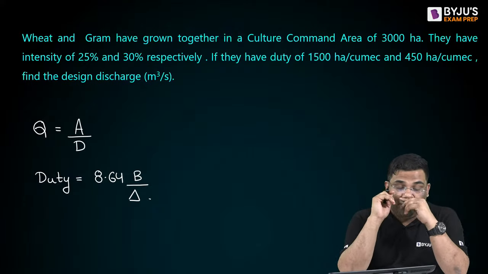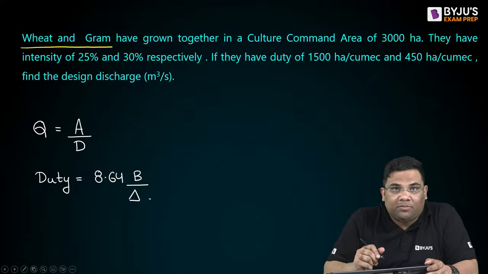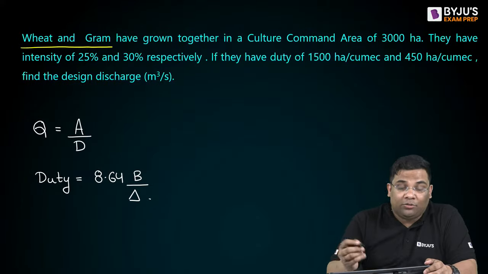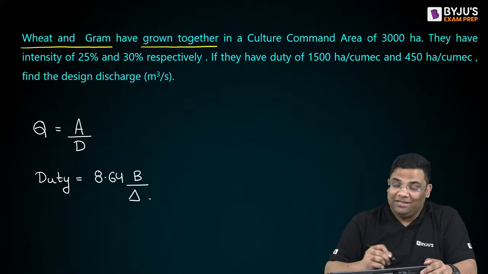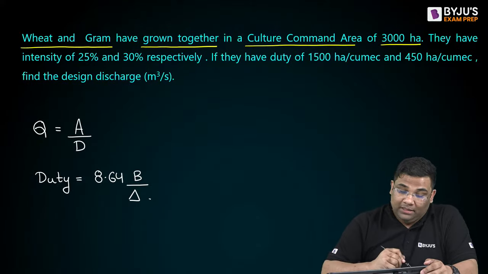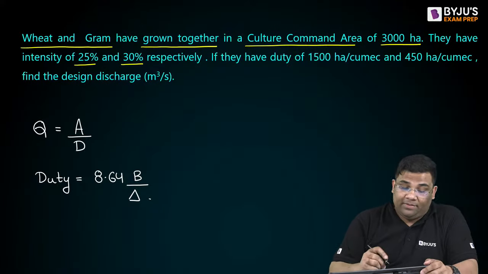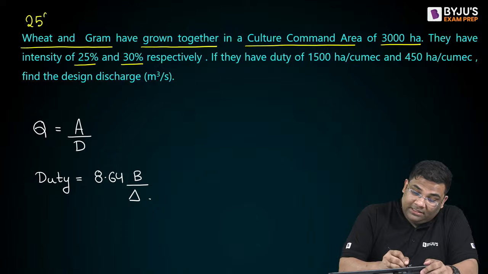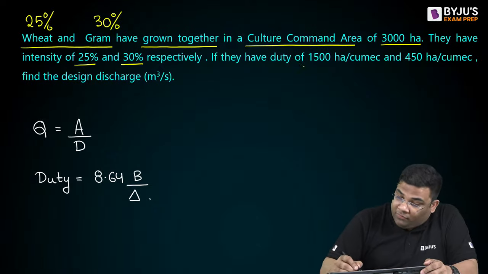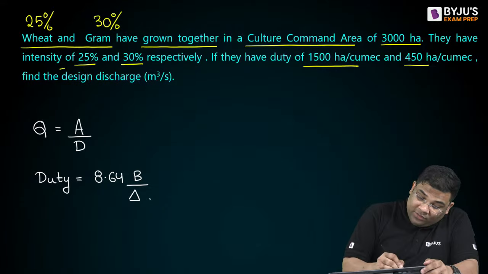For example, in this particular question, wheat and gram are given, and both wheat and gram are same-season crops. It is written also, grown together. Your CCA is given as 3000 hectare, and the intensity of irrigation of both the crops is given. For wheat it is 25%, and for gram it is 30%. The duties are also given, 1500 and 450. It is asked to find the design discharge.